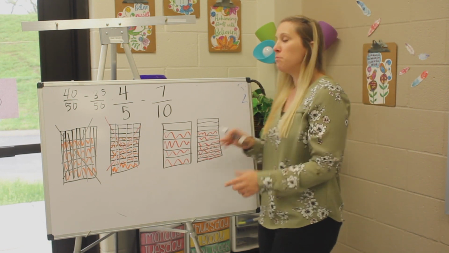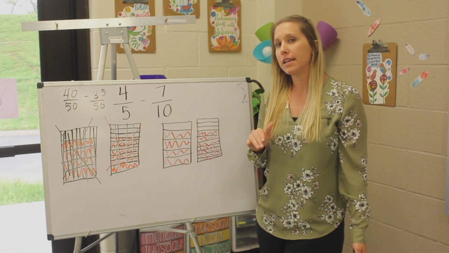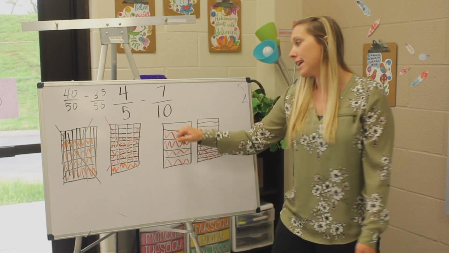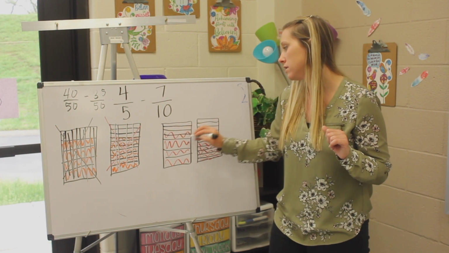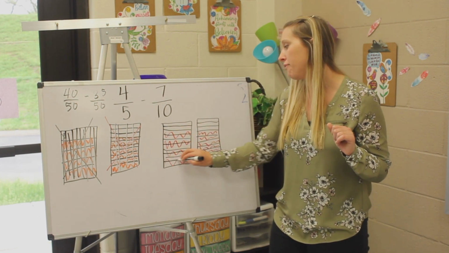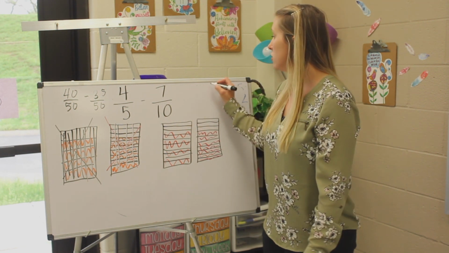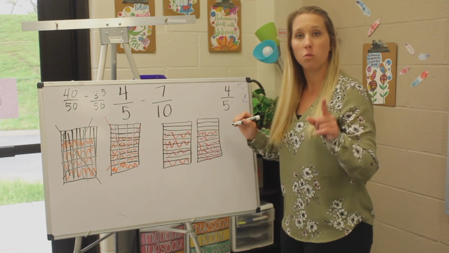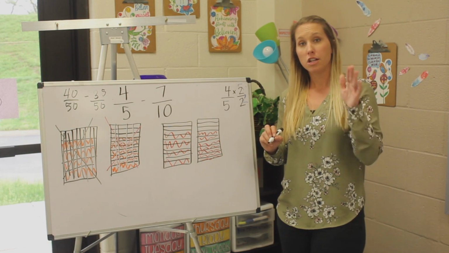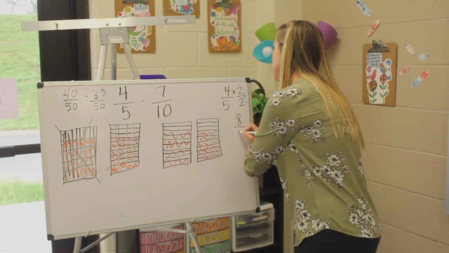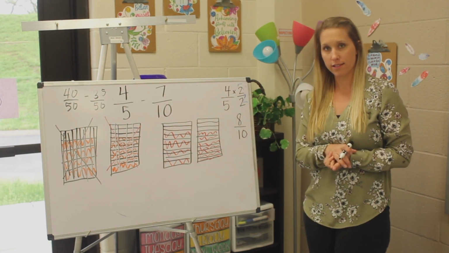Those are equivalent. But there's another strategy we can use. Did you recognize that I could multiply 2 by 5 and get 10? Well, remember in our first lesson, when we multiplied by 2, that was like taking each of our sections and cutting it into 2. Let's see what happens. When I take each of my fifths and I cut them in half, that changes it to tenths. And so essentially what we did is what we discussed in lesson 1, where I multiplied the numerator and the denominator by the same number to create an equivalent fraction of 8/10.